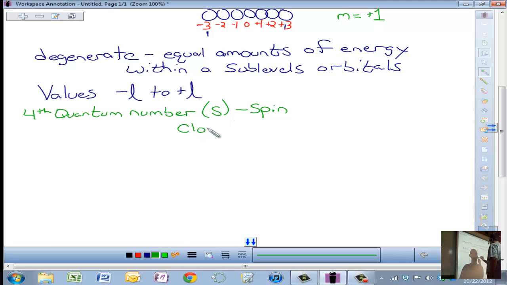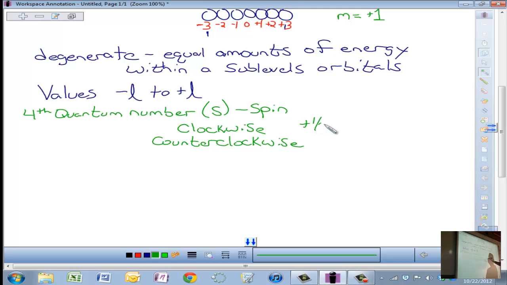There's going to be clockwise spin, and there's going to be counterclockwise spin. One is going to be a positive 1/2, and the other is going to be a negative 1/2. Now, here's what I mean. You yourself are going to decide which way spin is.